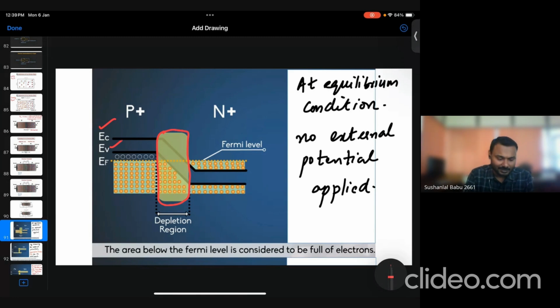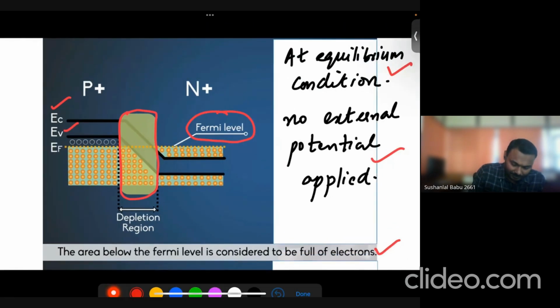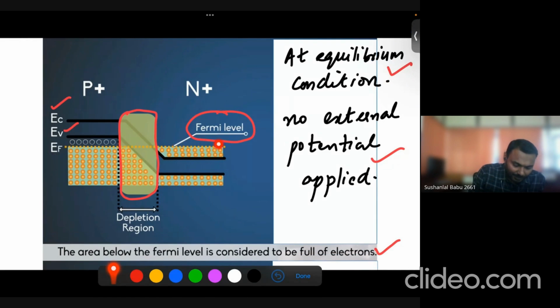We are keeping the semiconductor normally, so the electrons will be like this. The presence of electrons will be below one level called the Fermi level. This Fermi level means, at the equilibrium condition, there is no external potential applied, and the area below the Fermi level is considered to be full of electrons. So here, this is the Fermi level, and below that you can see it is full of electrons. You can see there are no electrons in the depletion region.